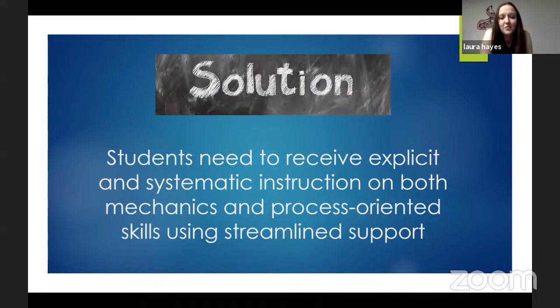Our students need to receive explicit and systematic instruction on both mechanics and those process-oriented skills using a streamlined approach. I was thinking about this the other day and how most of us don't even use pencils, right? We all use alternative keyboards. We all use an alternative form of writing. Very few of us even use pencils.